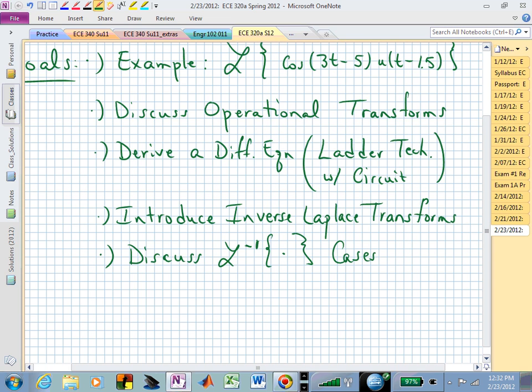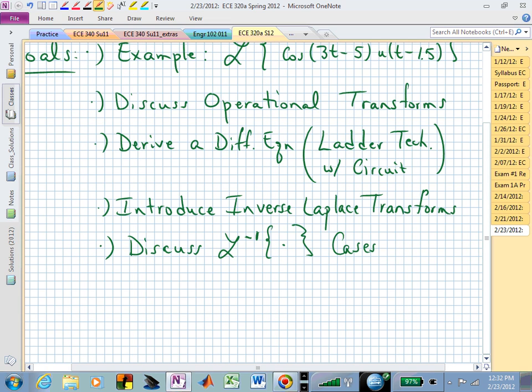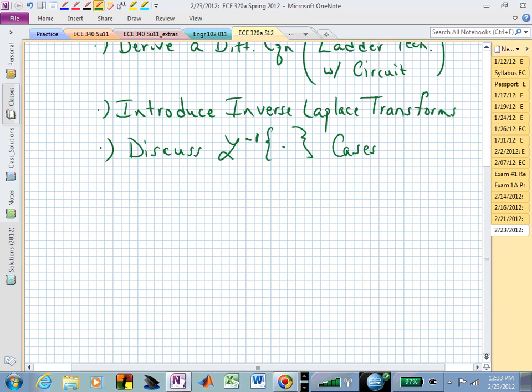Then we will introduce the inverse Laplace transform and discuss what I have tried to classify as your two basic cases for performing inverse Laplace transforms. You can put all of your transforms into one of those two cases. That's the way I would like to proceed with inverse Laplace transforming.